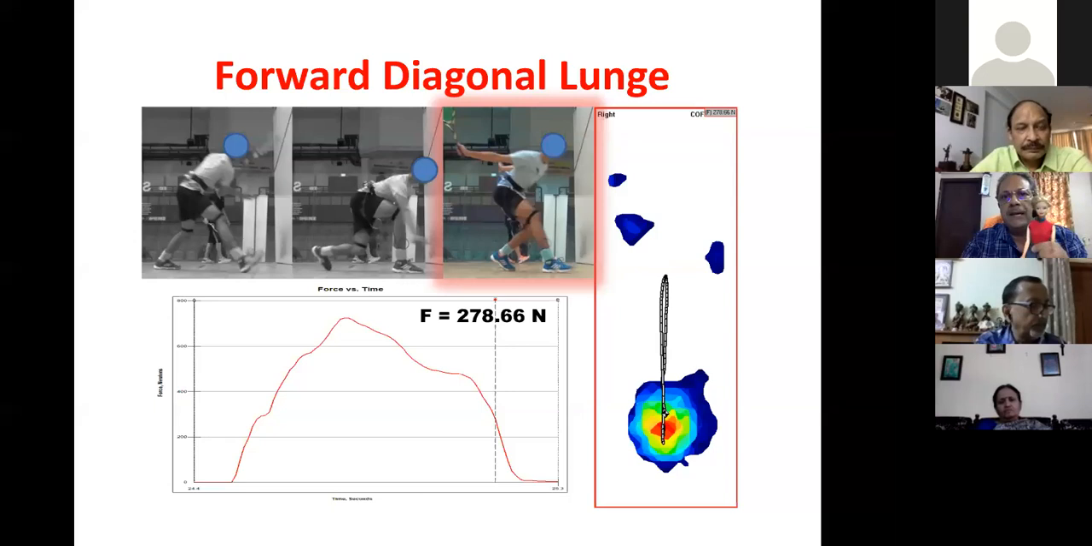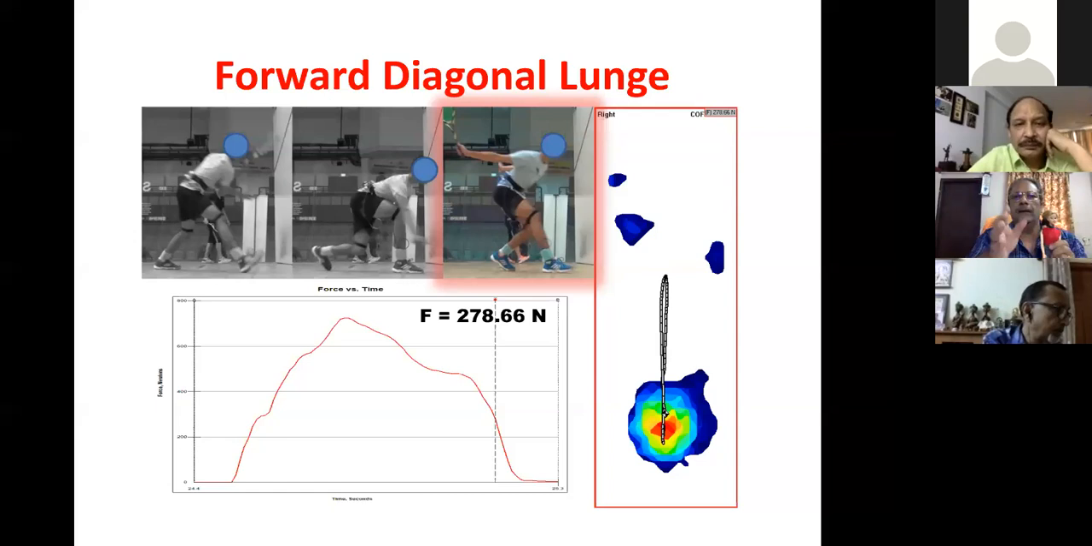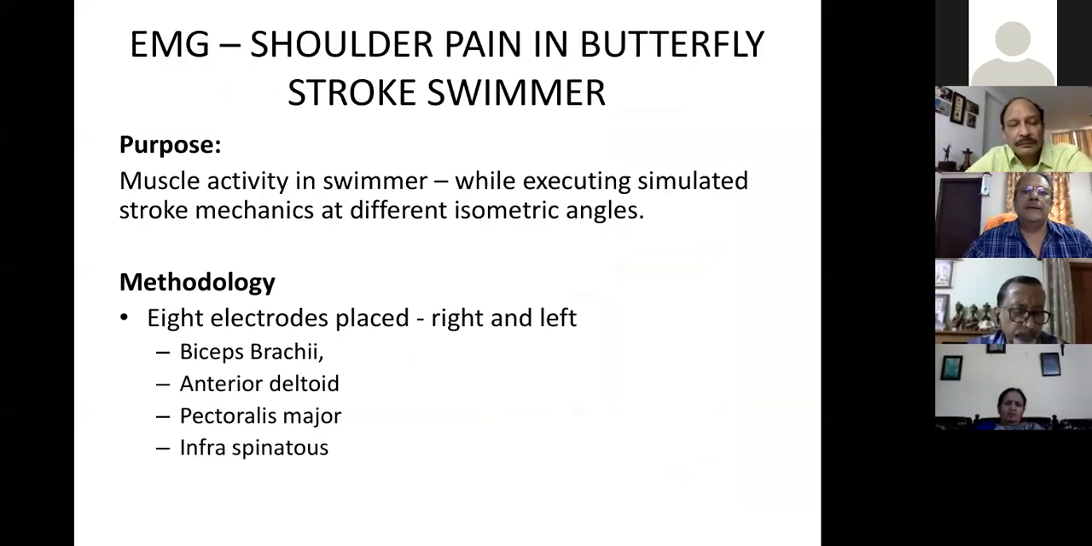So what we did was, we laid out various cones at different angles and asked him to practice moving in different directions. And thus we enabled him to correct this particular technique. Now, coming on to another swimmer.